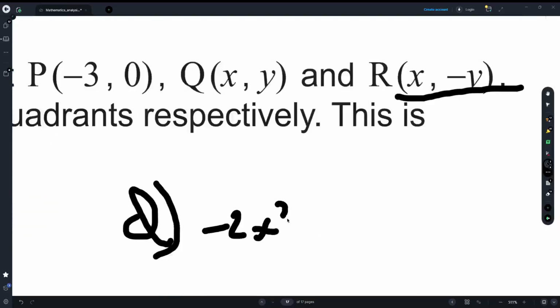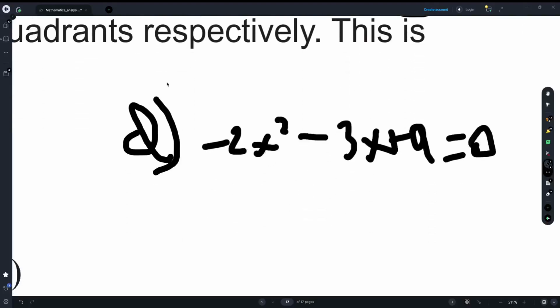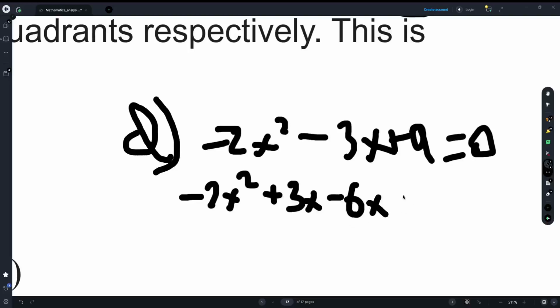So minus 2x squared minus 3x plus 9 equals 0. This is a quadratic equation. You can solve it like this. Can we factor it? 9 and or minus 18 sum to minus 3. Yeah, we can do minus 3 and 6. So minus 2x squared plus 3x minus 6x plus 9 equals 0.